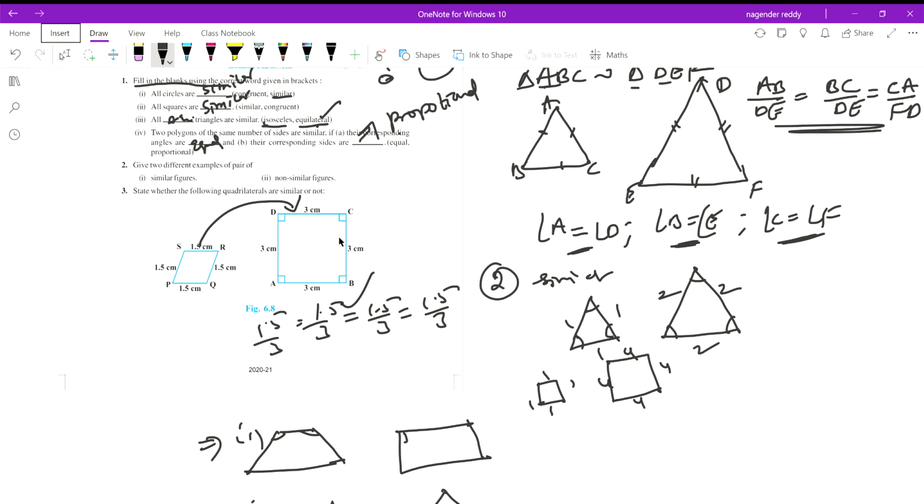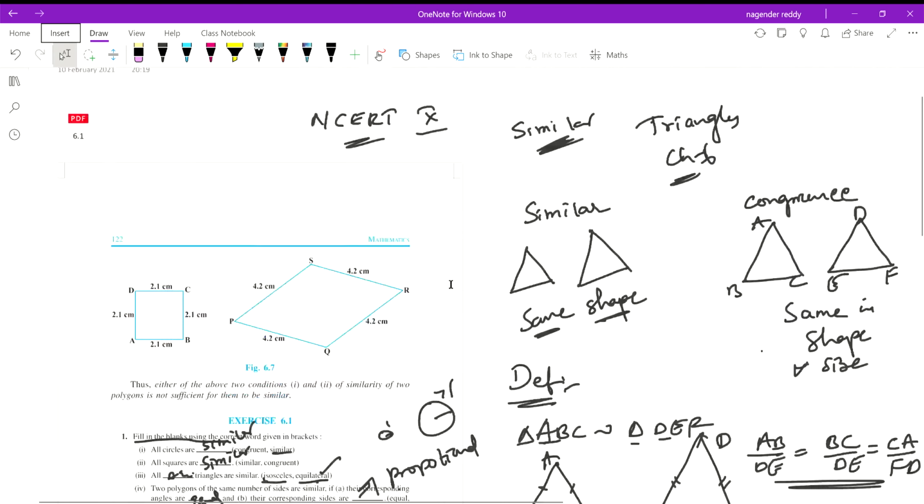Okay, sides are proportional, but what about angles? Angles are not equal here. All of them are 90 degrees, but the figures are not similar. So what is our condition? If two polygons are said to be similar, then the angles should be equal. First of all, we have to go with angles. Angles should be equal. The first expression is only wrong: sides are proportionate, but this concept is wrong. So they are not similar.